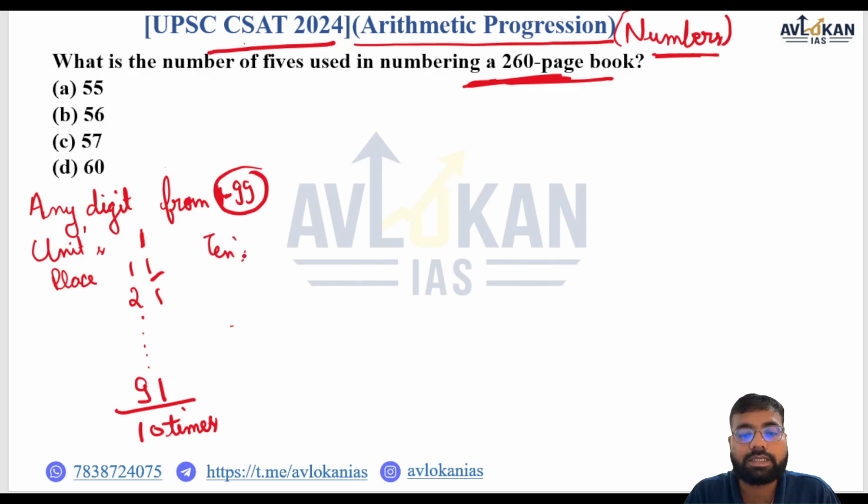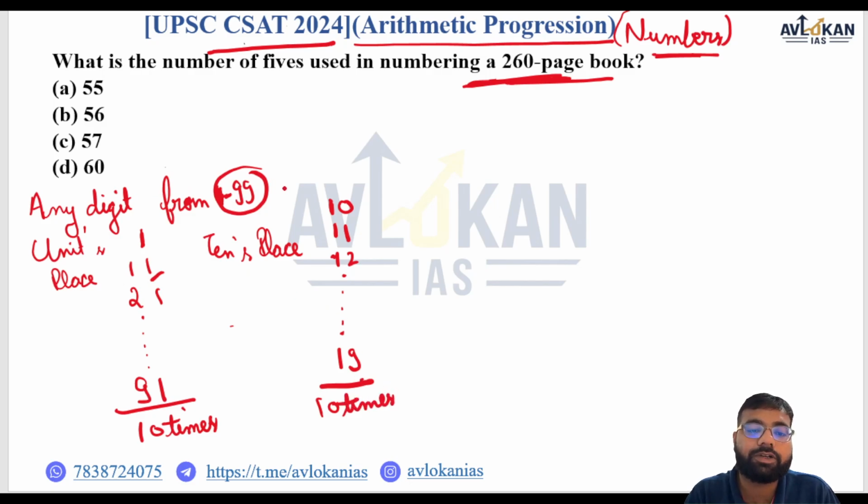And at the tens place, the first number is 10, then 11. Now I'm putting 11 both the times because this one was for the unit digit and this one is for the tens digit. तो 10, 11, 12 और ये जाता जाएगा आपका 19 तक. So this is also occurring 10 times. So any digit from 1 to 99 will occur 20 times. Clear?